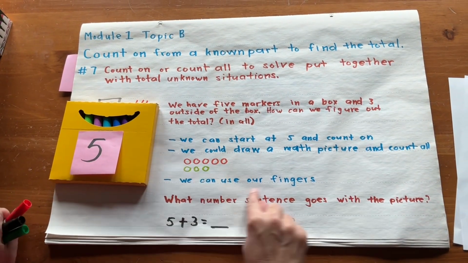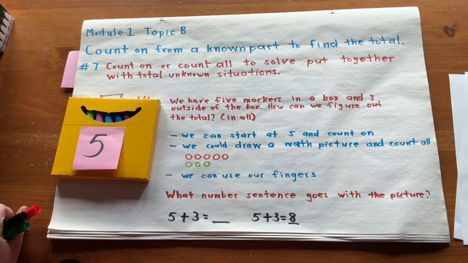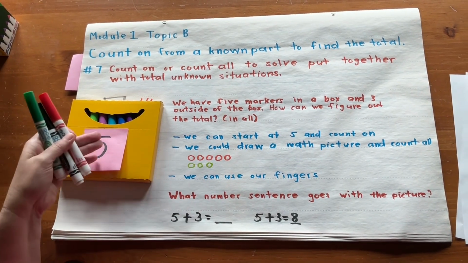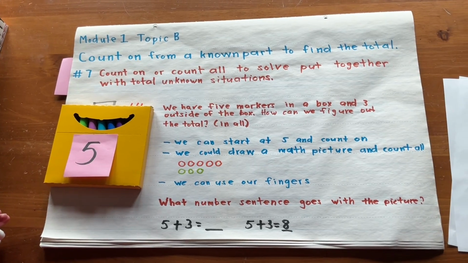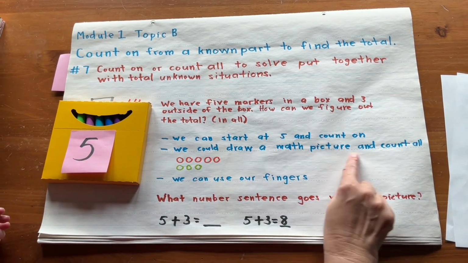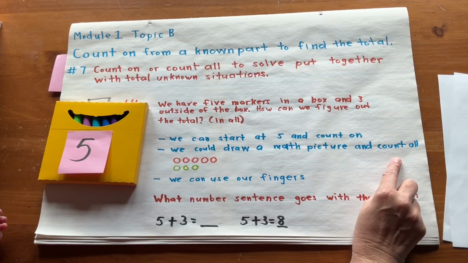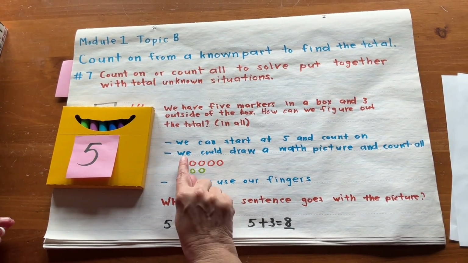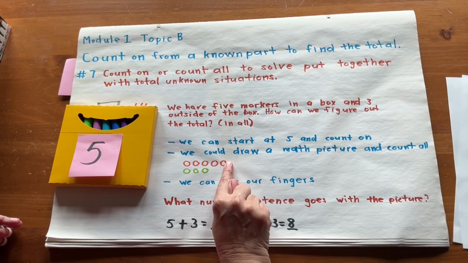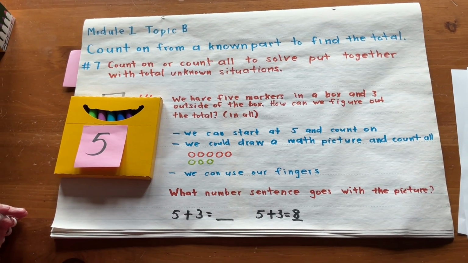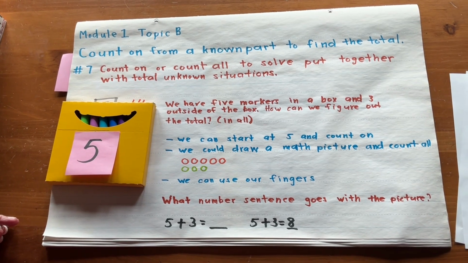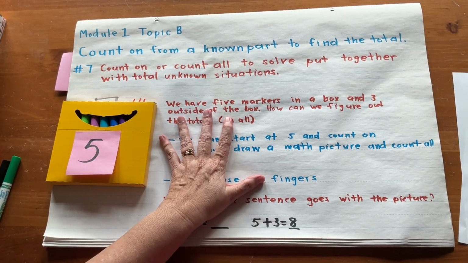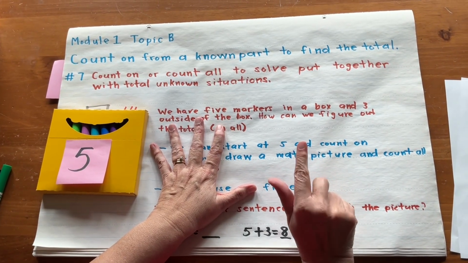So these are ways the scholars can solve. We can start at 5 and count on, because we know there's 5 here. That's the part that we know. We could draw a math picture and count all. So this is the way we draw a math picture. We start with 5 on the top and 3 below. We can use our fingers, which I already demonstrated. 5, 6, 7, 8.